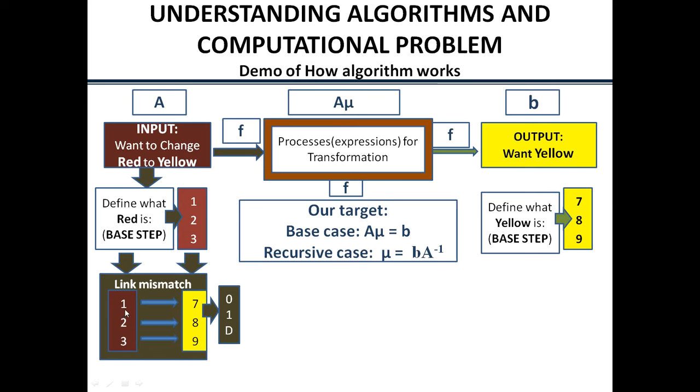So we are linking the code for red to yellow, so that this 1, 2, 3 must be transformed to 7, 8, 9 in order for us to get the yellow. Everything must be yellow in order for us to get yellow. Like here you can see everything is red and there everything is yellow. So we don't want to mix. So the link mismatch is this one. This is the problem we want to solve.